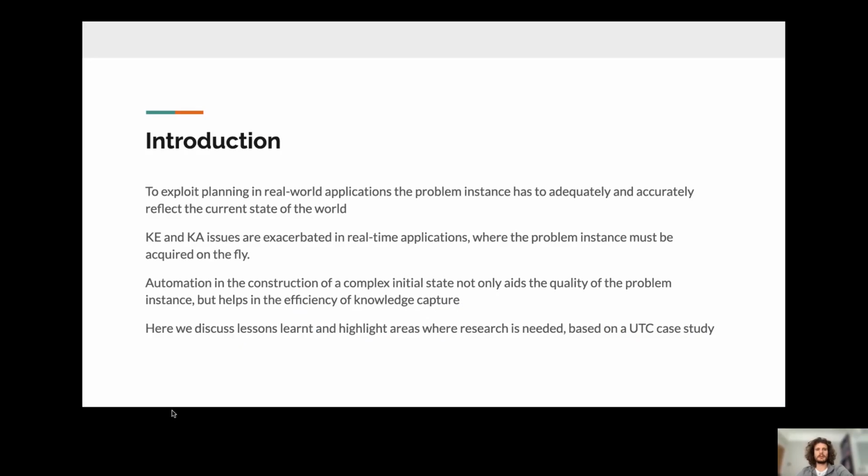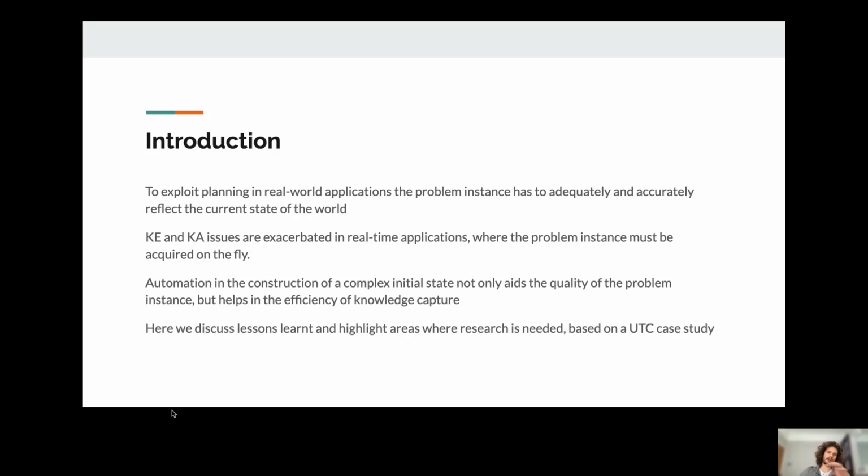Now, we all know that for using planning in real-world applications, of course, we need a very good planning engine, we need a great and very operational domain model, but we also need a problem instance which represents the current state of the world and can help us reach a goal. And this issue of creating the instance is exacerbated in real-time applications, where you need to create the problem instance online and as quickly as possible in order to solve a problem.